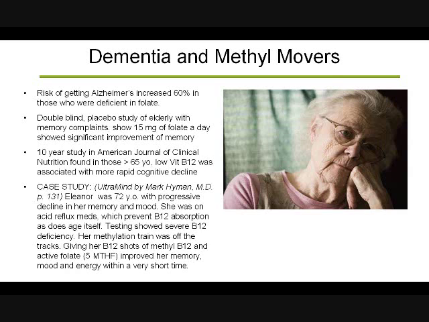A 10-year study in the American Journal of Clinical Nutrition found that in those over 65, low B12 was associated with a more rapid cognitive decline. So another case study from Hyman's book, UltraMind, Eleanor, a 72-year-old with progressive decline in memory and mood. She was on acid reflux medicine, which prevents B12 absorption, as does age itself with the lower acid. And testing showed severe B12 deficiency. Her methylation train had fallen off the tracks, basically. She couldn't deliver the methyl groups to the methionine to make the SAMe.